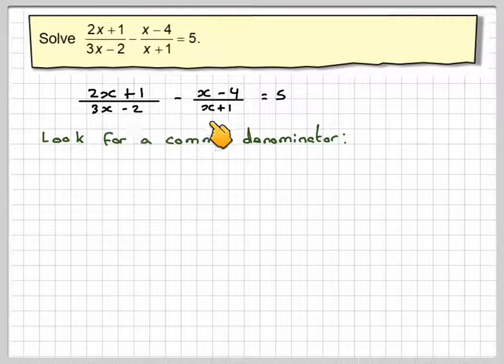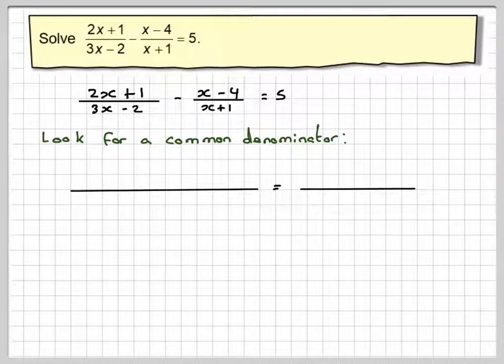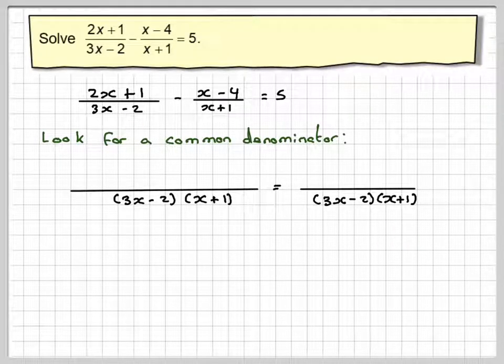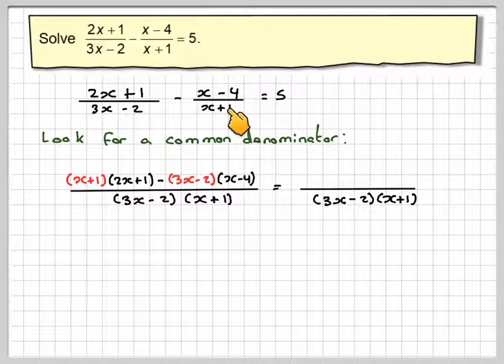In this case, it will just have to be (3x - 2) times (x + 1), and we're going to put everything over the same denominator. So here we're going to put this over 3x - 2, x + 1. Same here. If we put this over (3x - 2)(x + 1), that means we've multiplied this by x + 1. So we've got (x + 1) times (2x + 1). We've got a minus sign here, and then this x - 4 has also been multiplied by 3x - 2.